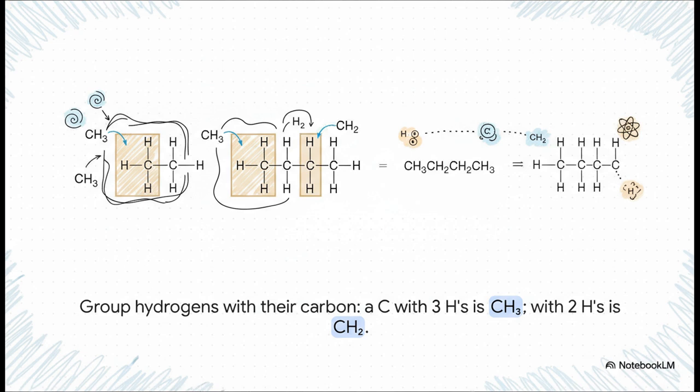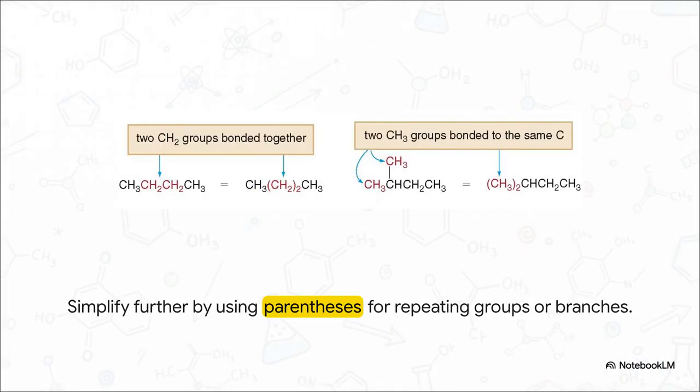See, it's pretty straightforward. And we can actually take this a step further to make it even cleaner. If you have a chunk that repeats, say a bunch of CH2 groups all in a row, you can just group them together in parentheses with a little number to say how many there are. And check this out, it's also a super clever way to handle branches. You just pop the branch into parentheses right after the carbon it's hanging off of.